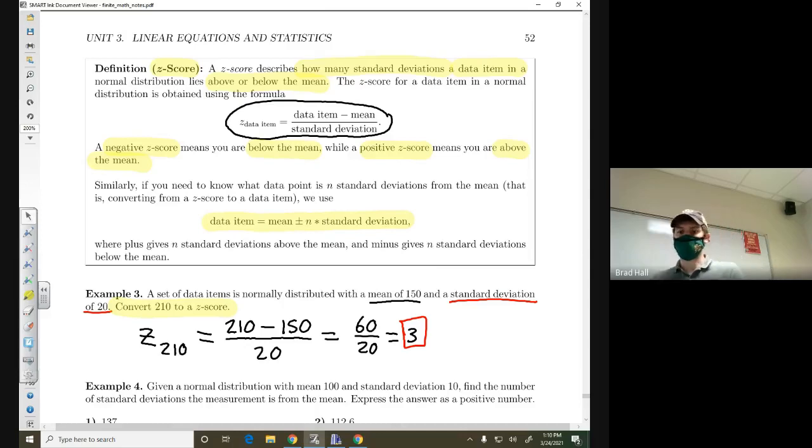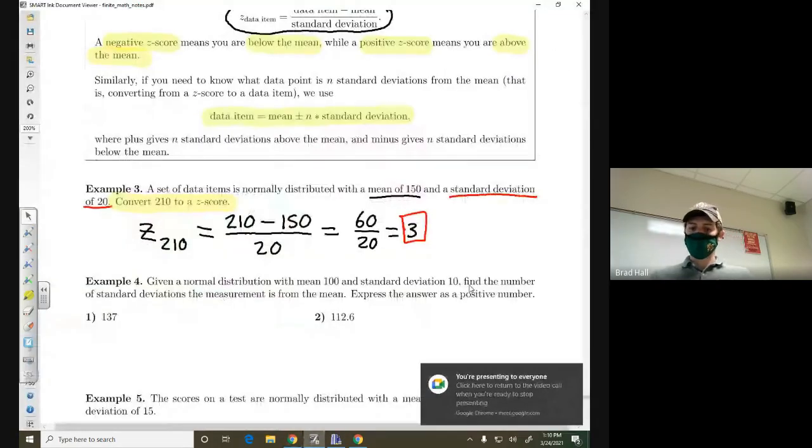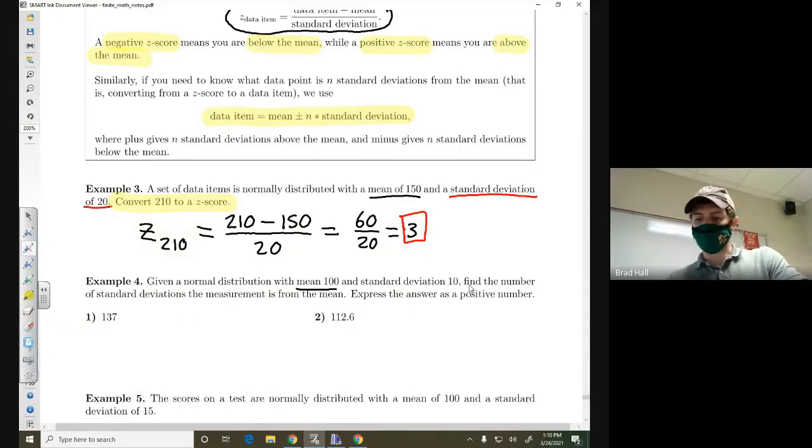Does anyone have any questions before we look at something fairly similar? If not, let's look at example 4. Okay, they tell us the mean is 100, again very helpful, and the standard deviation is 10. Find the number of standard deviations each given measurement is from the mean. Well, they changed the wording on us, but the number of standard deviations from the mean is the z-score. It's the same thing. It's asking you to find the z-score, in other words.